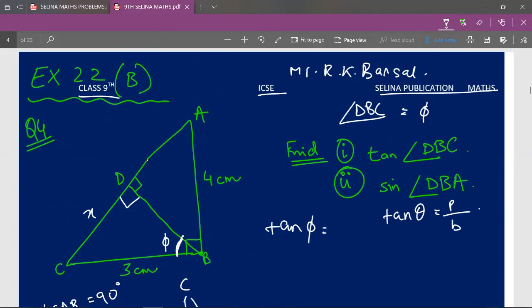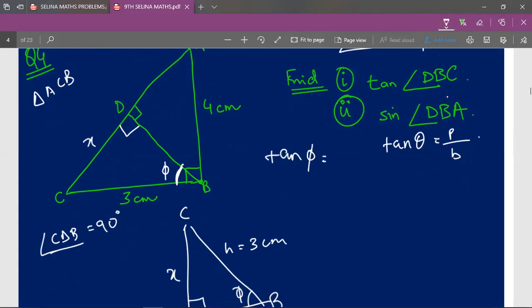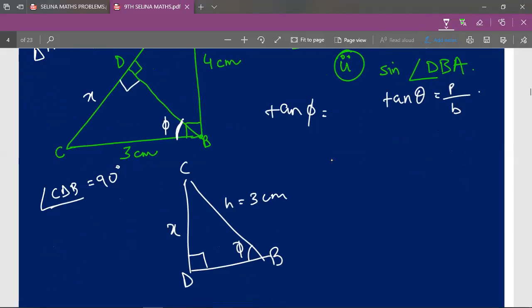But to find this part, first we have to look at the triangle ABC. We first have to look at triangle ACB. So in triangle ACB, the perpendicular and the base are given. There's no correlation between the triangle ABC and tan phi, but it is part of the process. So the hypotenuse is not given to us, so by the Pythagoras theorem, we have to find the hypotenuse.